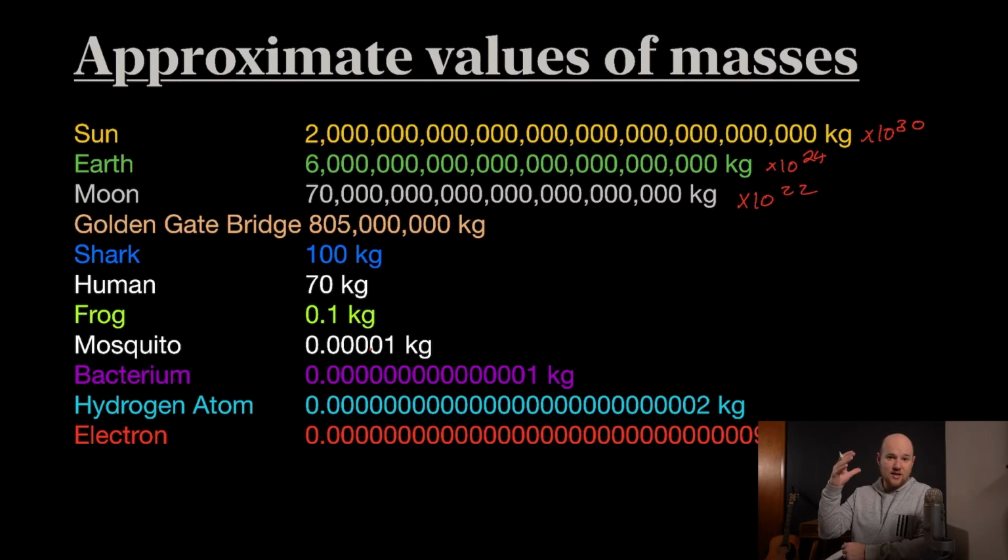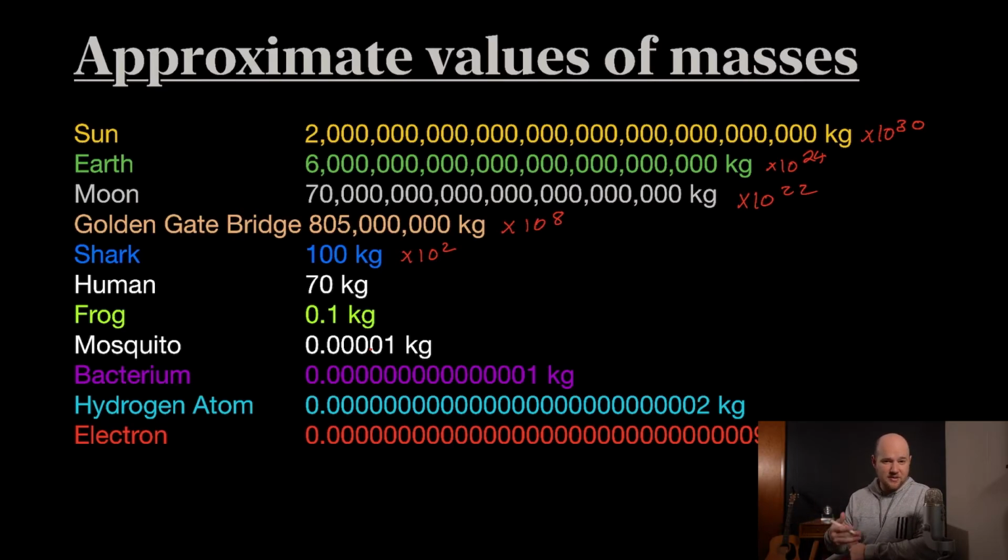And we know that the sun is larger than the Earth and the Earth is larger than the moon. But now let's go down to something that is man-made, a very, very large man-made structure, which is the Golden Gate Bridge. So it's about 805 million kilograms. And that's an order of magnitude of somewhere around times 10 to the 8th. If we're going to go down to a pretty decently sized shark, they're about 100 kilograms. So that's around the order of magnitude of times 10 to the 2nd.